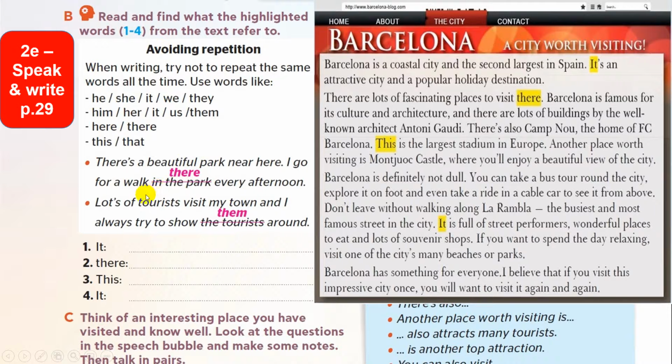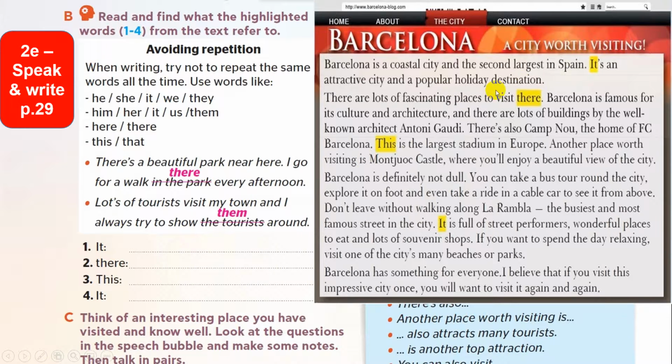Okay, replace this with one word only. Lots of tourists visit my town, and I always try to show the tourists around. I can replace the second one by using what? That's right, them. Okay, so let's continue with our question here. I have here the pronoun it. What does it refer to? What do you think?